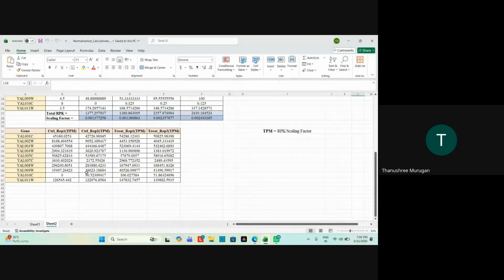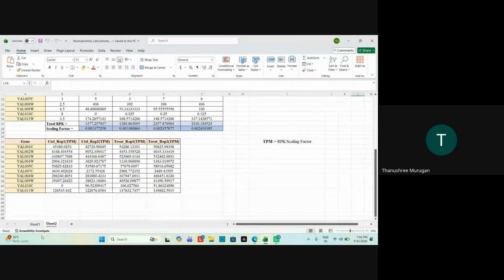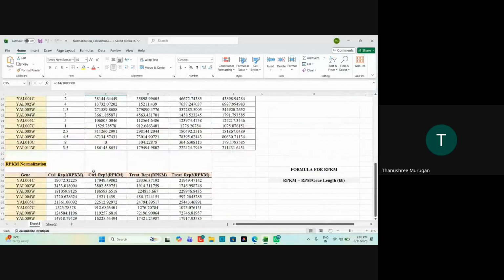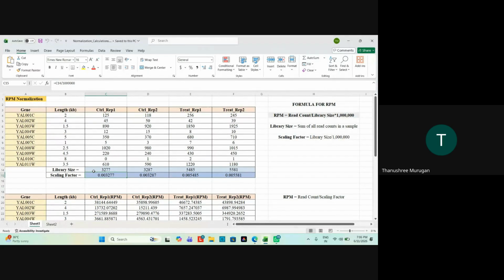So these are all the calculations I did for RPM, RPKM and TPM. Compared with raw counts, RPM corrected for differences in sequencing depth, RPKM further corrected for gene length, and TPM normalized the data in a way that allows easier comparison of gene expression levels across samples.